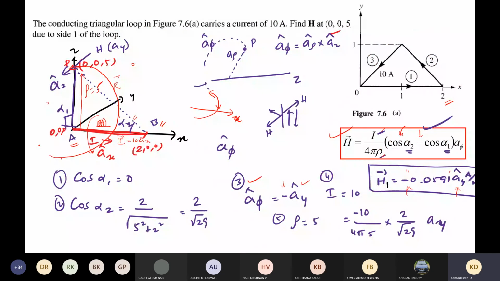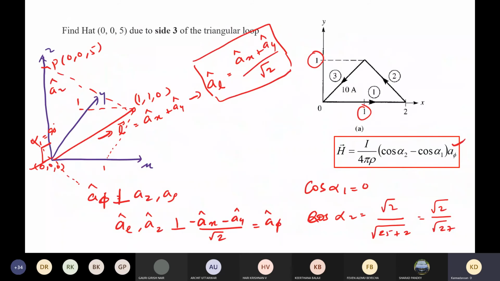So we can also do the same problem for side 2 and side 3. I think some working is done for side 2, and the answer is available in the book itself. Let us see how to work for side 3. Side 3 is placed along both the x and y directions, so we are supposed to be a little careful about this problem.